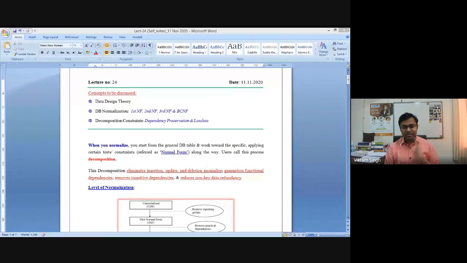So in the normalization process, the second step is called candidate key generation. So what is the role of candidate key? What is the purpose of candidate key? How is candidate key different from the primary key? These are the questions which we have discussed, and it is very important to understand the difference between the use of candidate key and the use of primary key. Right? Do not confuse these two terms.